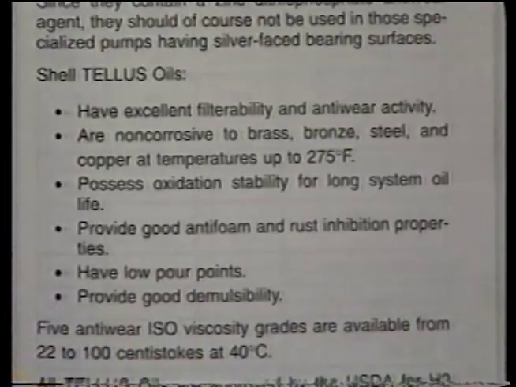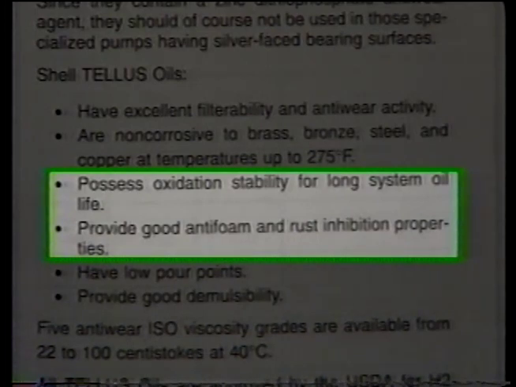Oil manufacturers often add a rust and oxidation inhibitor to the oil. The rust inhibitor coats the metal surfaces of the system with a chemical film and retards rusting.